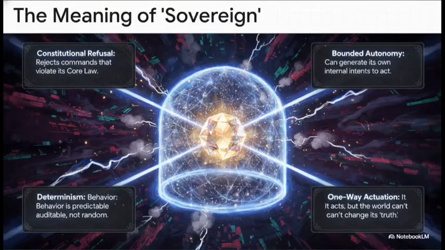So, based on everything we've looked at, sovereignty for this system seems to boil down to these 4 things. It can refuse any command that violates its constitution, it can decide to act on its own, its behavior is predictable and can be audited, it's not random, and most importantly, it has this one-way barrier. It can change the world around it, but the world cannot change its internal definition of truth.